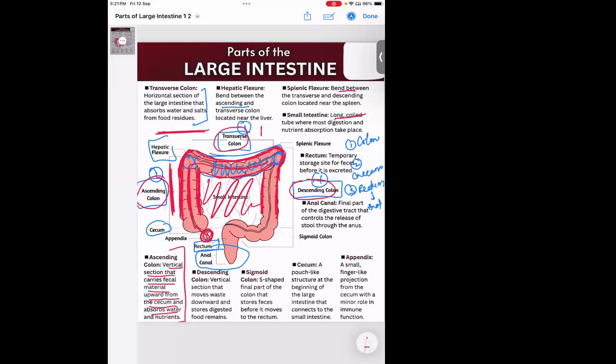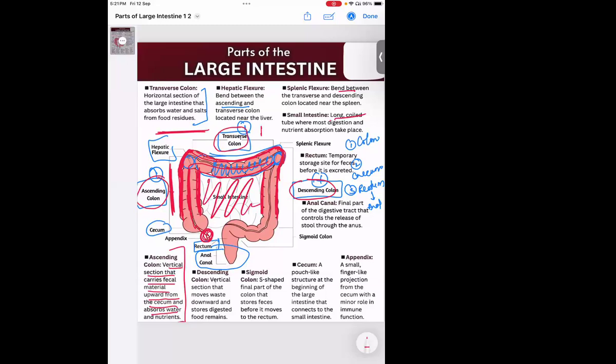Am I clear, Rishika? Snehal, Chavi, Shreyansh? Yes, Rishika? Yes, ma'am. Okay, ascending means from down to top the waste material will be going. Transverse means the movement happens in the horizontal way. And then from the bend, which is the splenic flexure, it goes down.